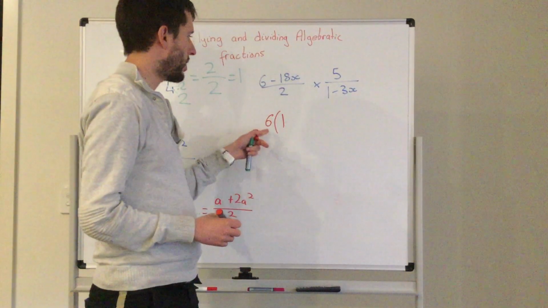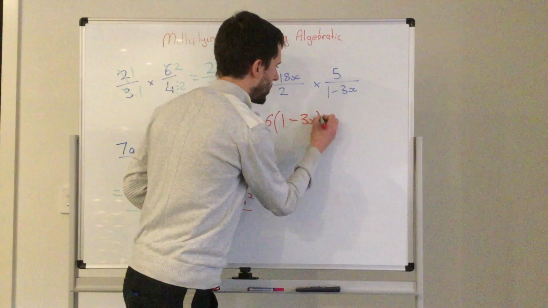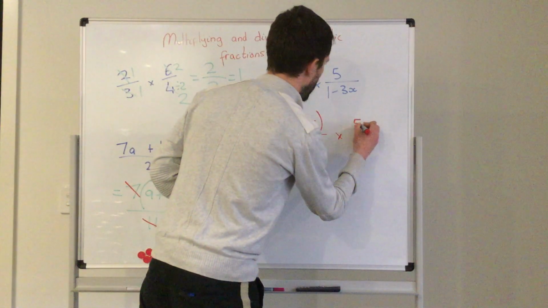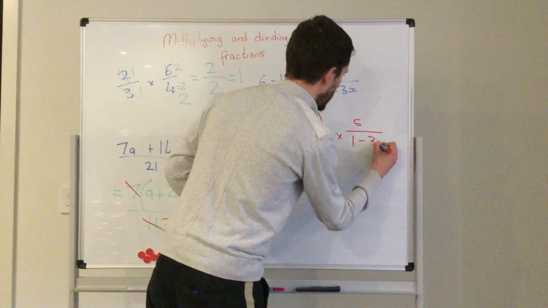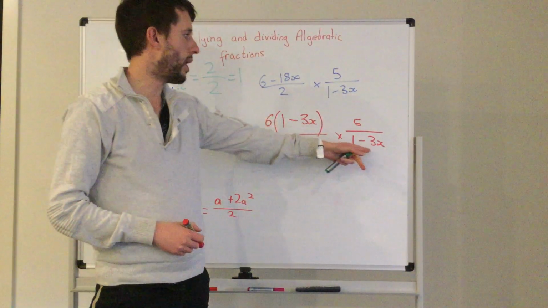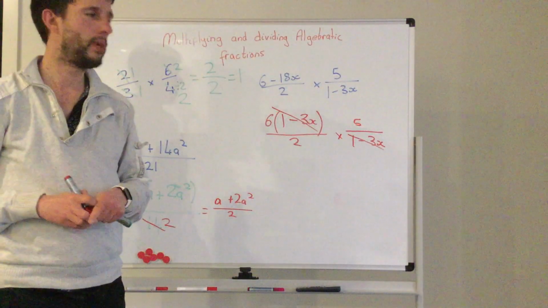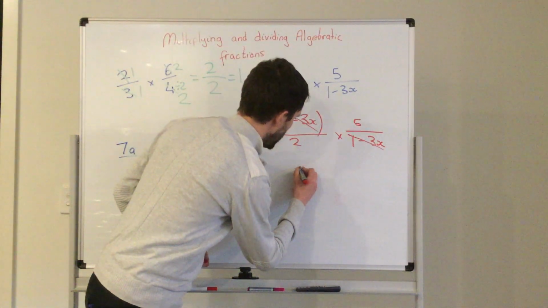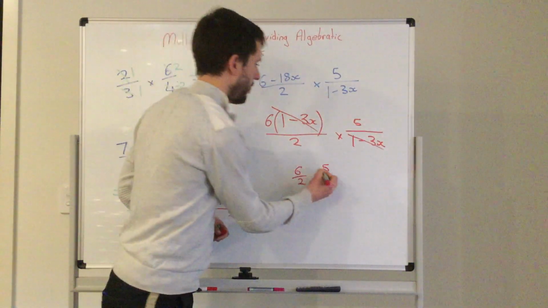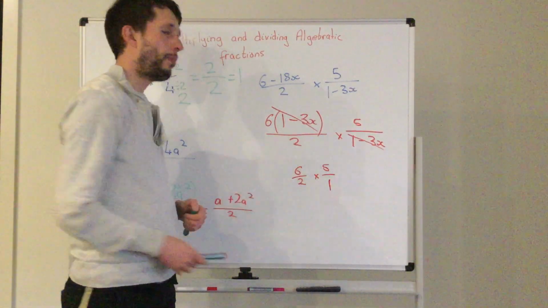That leaves 1 there, because 1 times 6 is 6. Minus 18 divided by 6 is 3x. Divided by 2 times 5 over 1 take 3x. Now I notice that 1 take 3x and 1 take 3x are both there, so they just cancel each other out. And that leaves me with 6 divided by 2 times 5 over 1. Now, if I wanted to, I could just times the top and times the bottom.